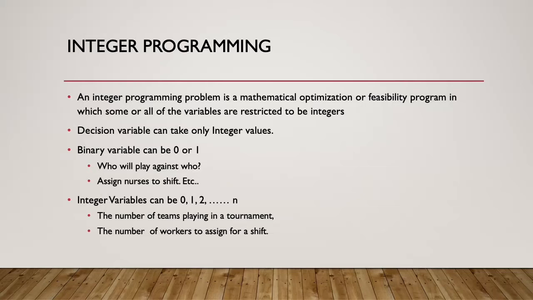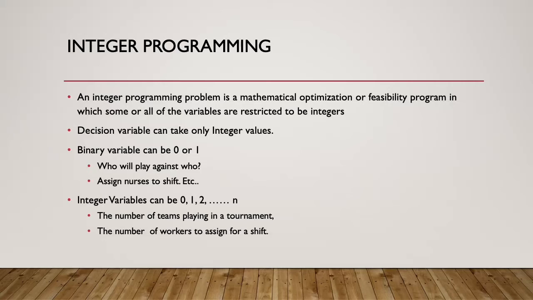Hi everyone. So let's see how we can solve sports scheduling problems with integer programming and constraint programming. An integer programming problem is a mathematical optimization or feasibility program in which some or all of the variables are restricted to be integers, that takes only the numbers 0, 1, 2 and so on till n.